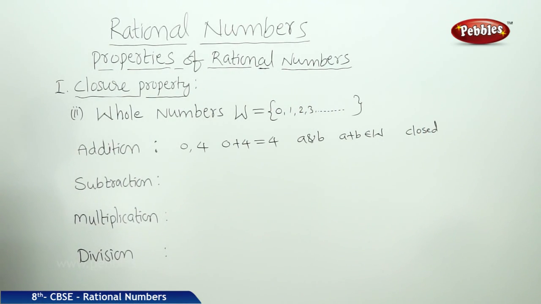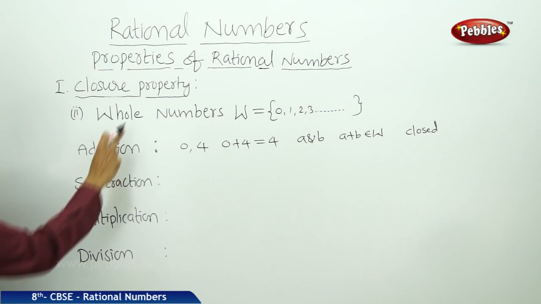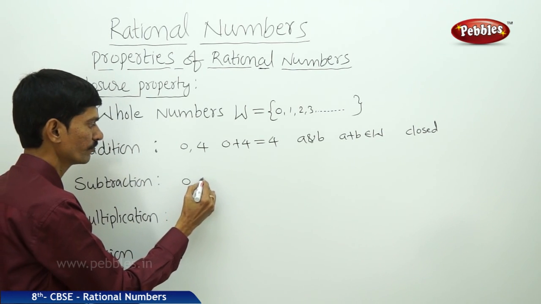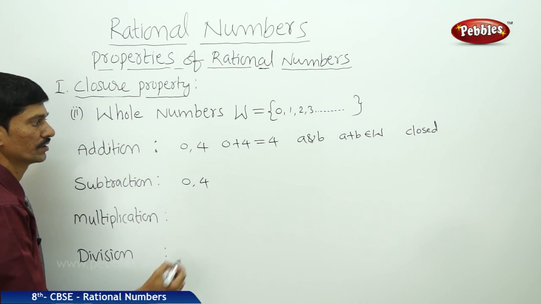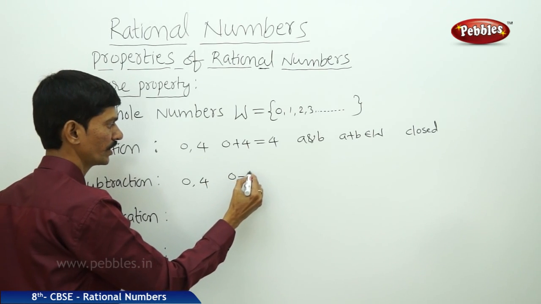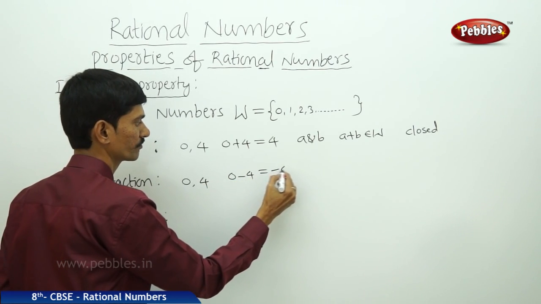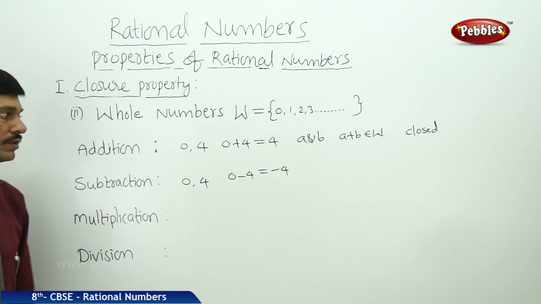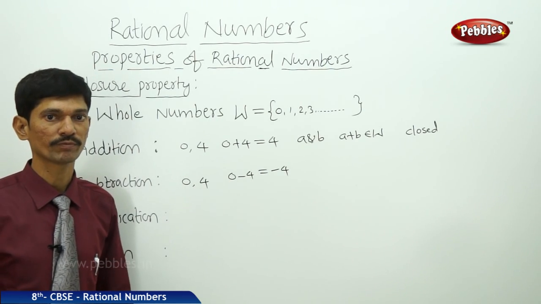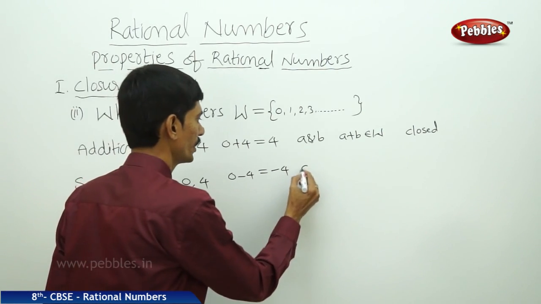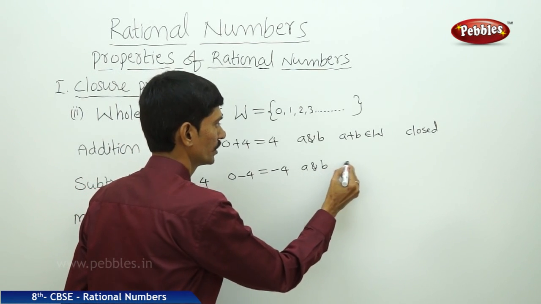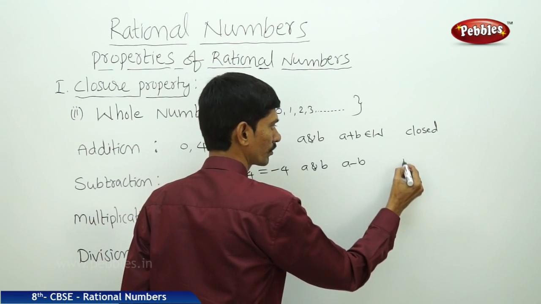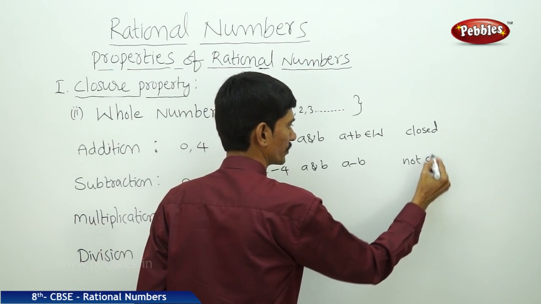Now let us check the same closure property in the set of whole numbers under subtraction. Now here 0 and 4 are any two whole numbers. Then what is the difference? 0 minus 4 equals minus 4. But minus 4 is not a whole number. Actually it is an integer. So the difference of any two whole numbers may not be a whole number. So if A and B are any two whole numbers, then the difference A minus B may not be a whole number. So whole numbers are not closed under subtraction.